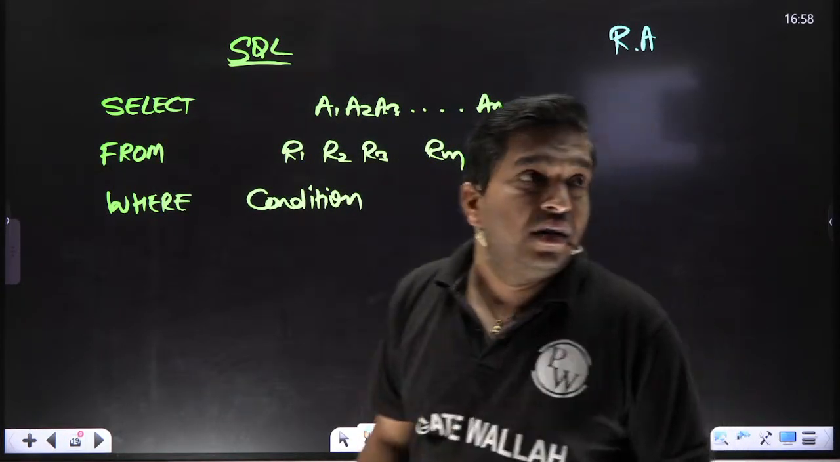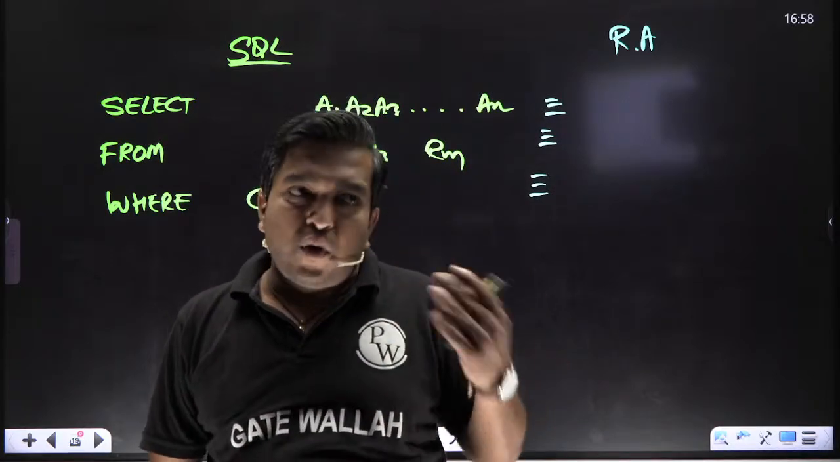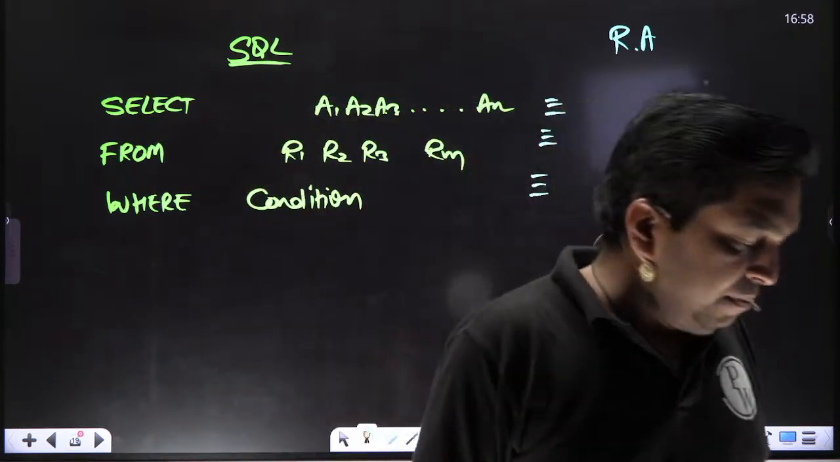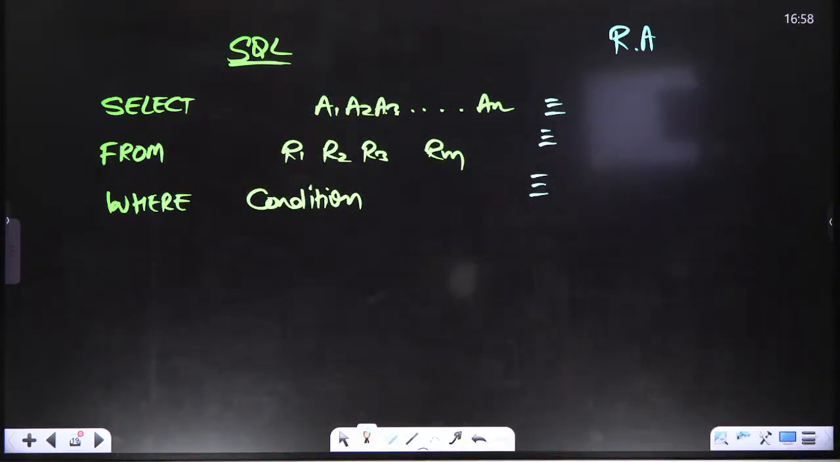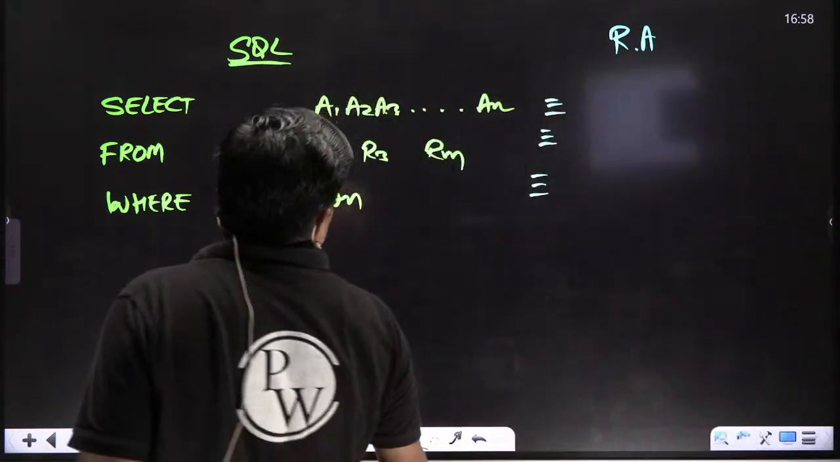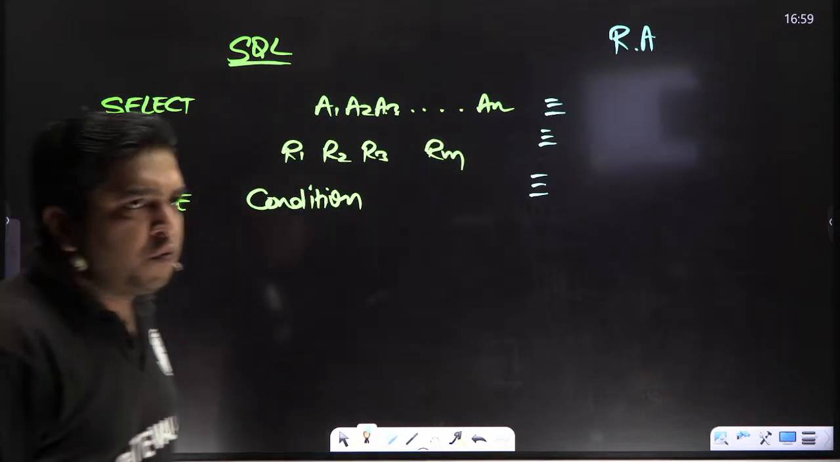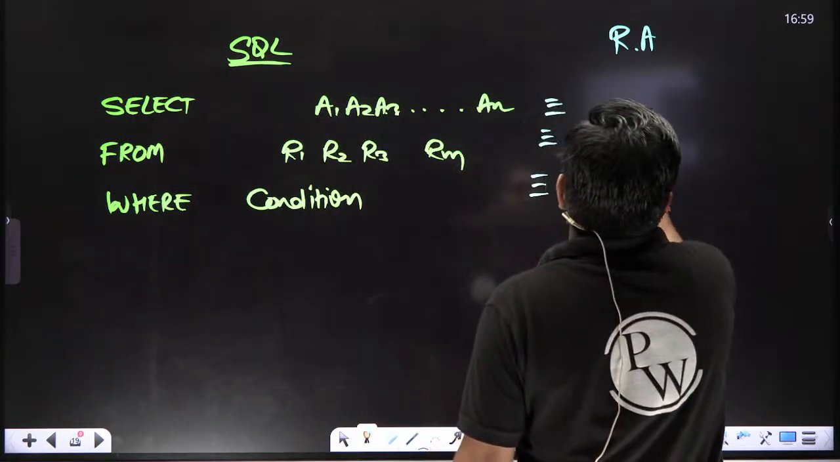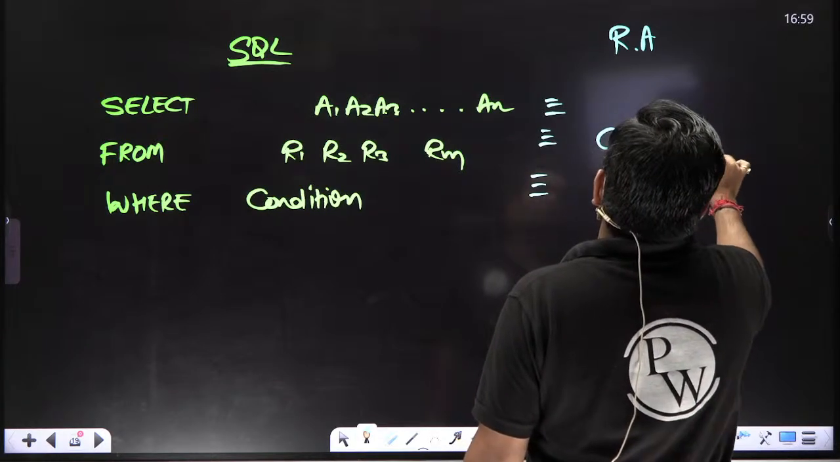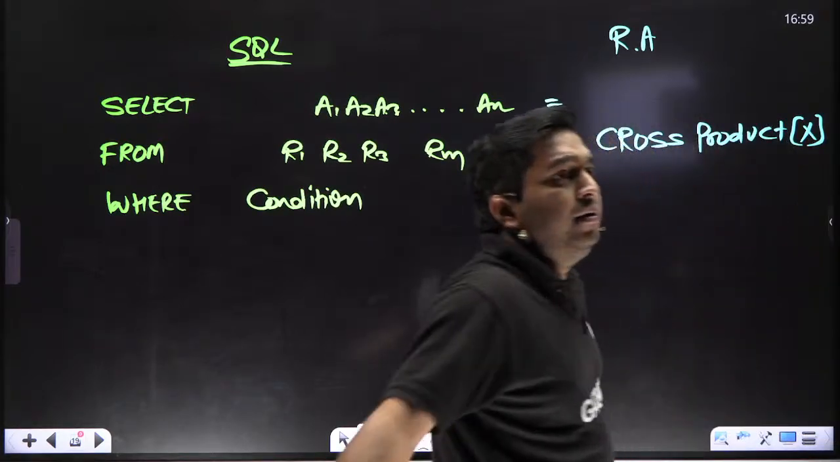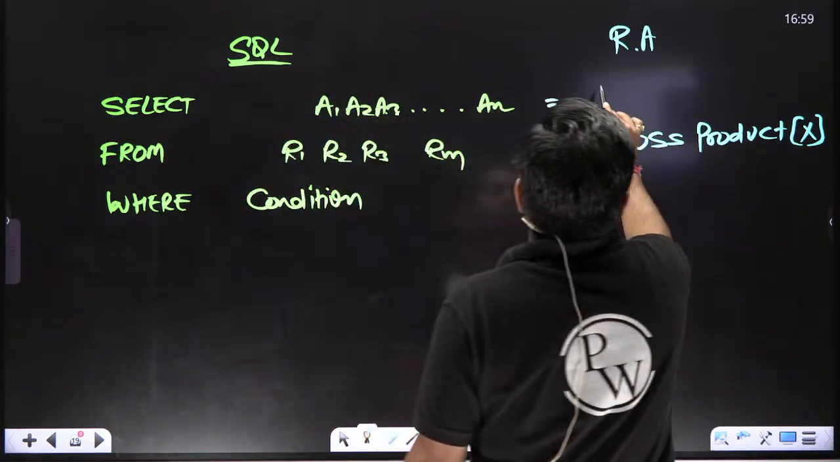Children, tell me fast. This select is equivalent to which one? From is equivalent to which one? And where is equivalent to which one? Let me know fast, children. Don't waste time. In relational algebra, from is equivalent to cross product. First of all, from is equivalent to cross product. And select is equivalent to projection.